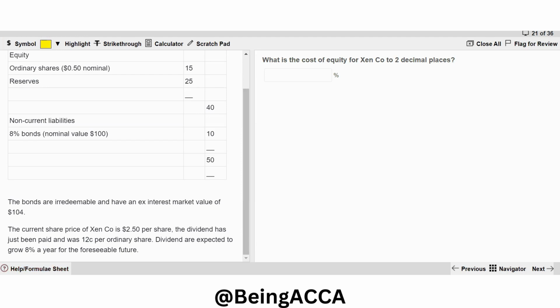So the requirement over here is that we have to find out the cost of equity for Xen Company to 2 decimal places. Now it is very important to also note what the examiner's instructions are regarding the rounding off, right? So we'll simply use our cost of equity formula over here, the one we have learned using the dividend growth model, because all information pertains to that model. So I have my dividend 1 divided by my P0, which is nothing but the market price, plus the growth rate.